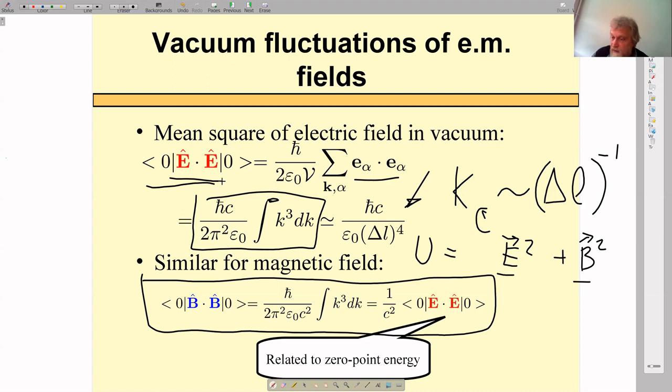0-point energy, the 0-point energy of the corresponding fluctuations. Eventually one can find the correspondence between 0-point energy and these fluctuations. Fine.